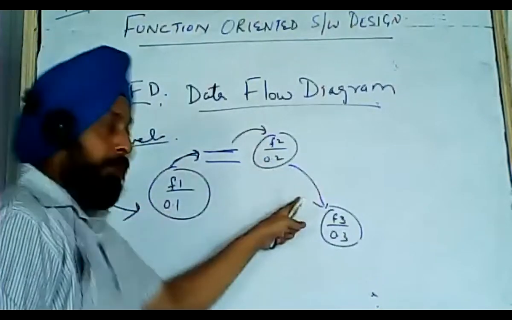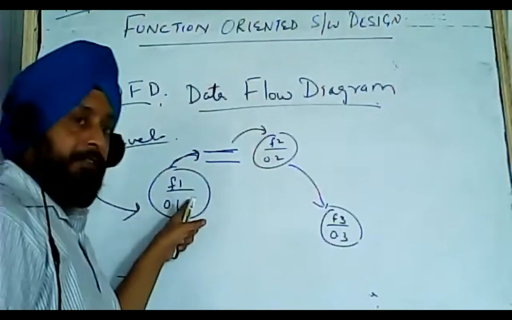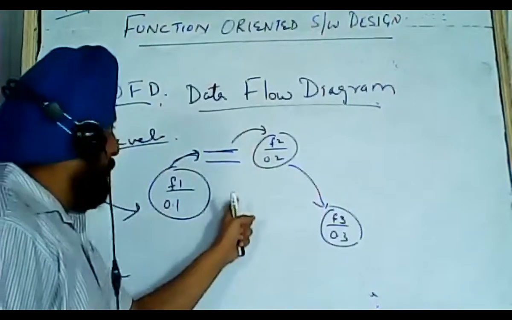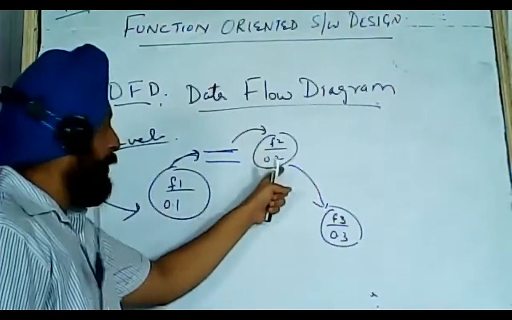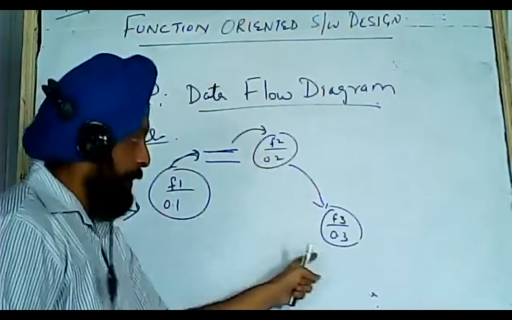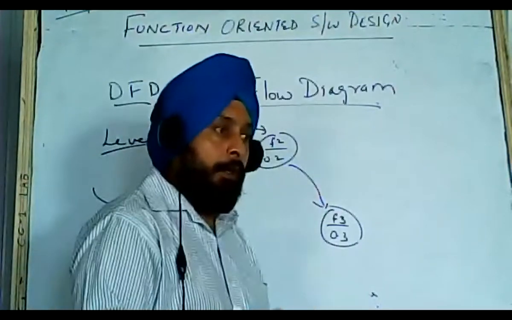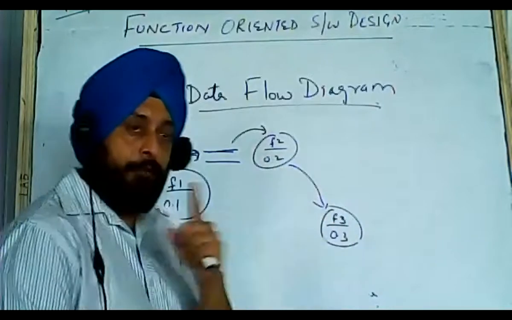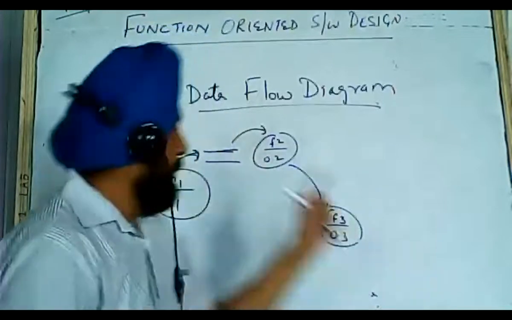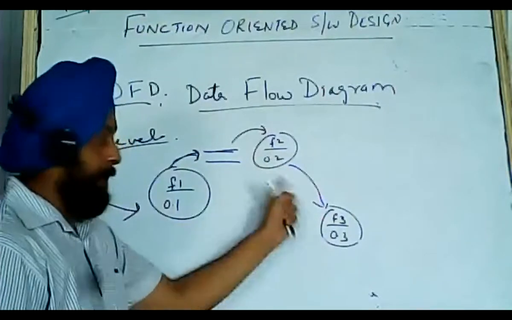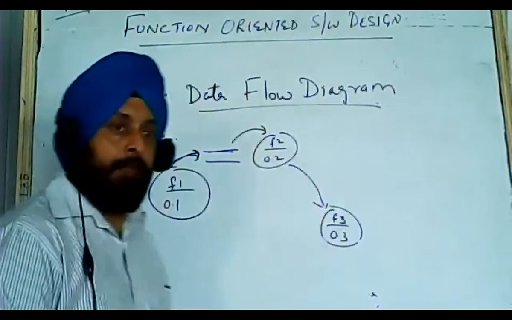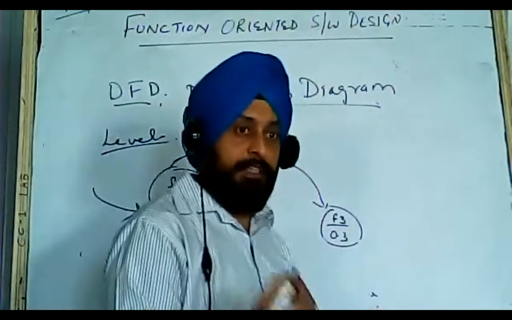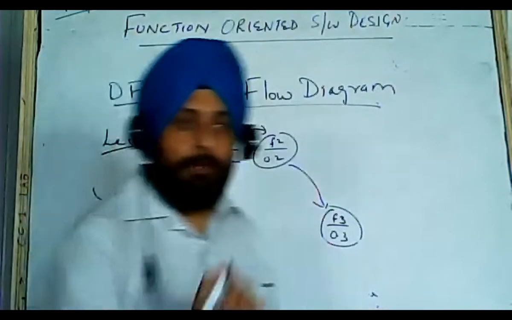So here the output is not stored, but here the output of function 1 is stored somewhere. So this is a data store. But the output of function 0.2 is not stored, so it goes directly. If the two bubbles are directly connected without any data store, I am going to tell you something new now. If two bubbles are connected directly without any data store, it is known as synchronous functions, or a synchronous bubble.